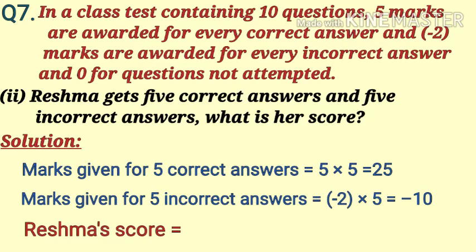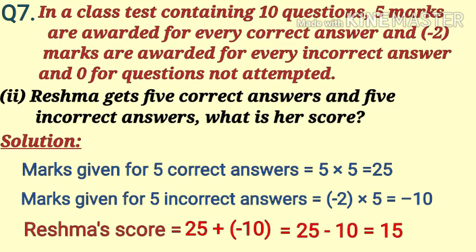And now we will find total score. 25 plus minus 10, that is marks for correct answers plus marks for incorrect answers. It is equal to 25 minus 10, that is equal to 15.